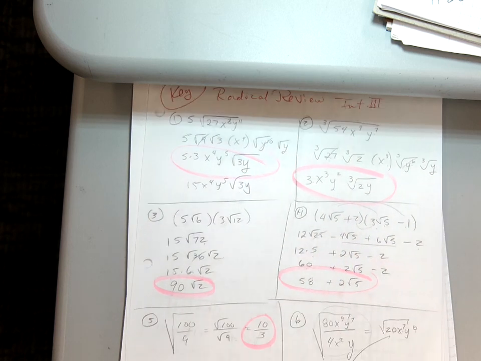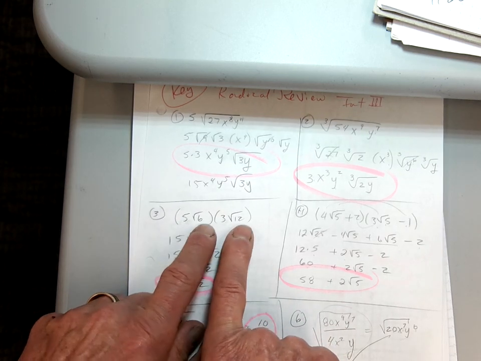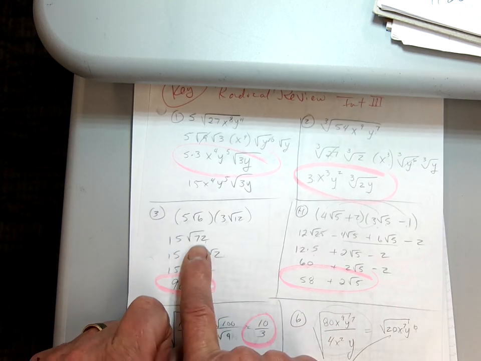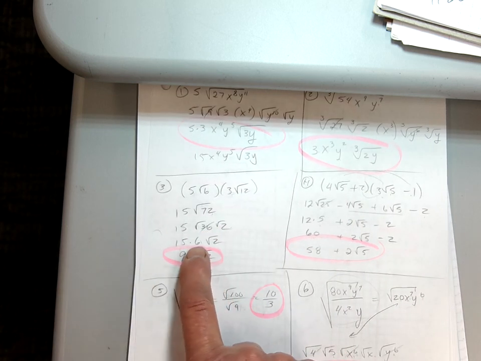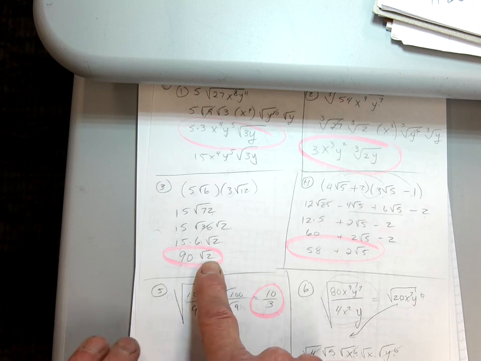Okay? 3, I multiply 15, square root of 72. I can break 72 into the square root of 36 times square root of 2. Square root of 36 is 6. 6 times 15 is 90 square root of 2.